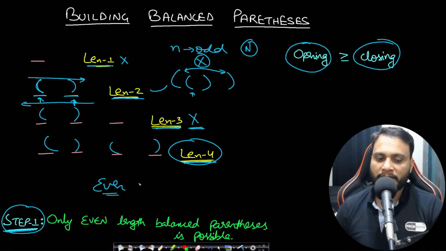If I just give you an even length, let's say length 4, then I can always give opening, closing, and I will get the job done, right? So if the spaces are vacant and you have the luxury of filling them up with either opening or closing brackets, you will always be able to give a balanced parenthesis. For odd length, it will never be possible. So this is step number 1.